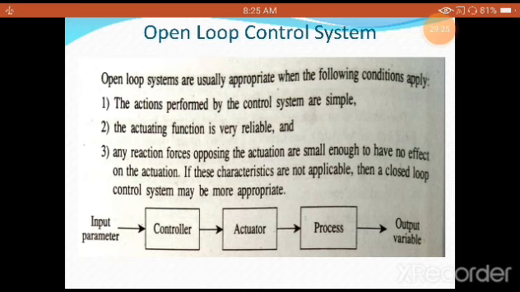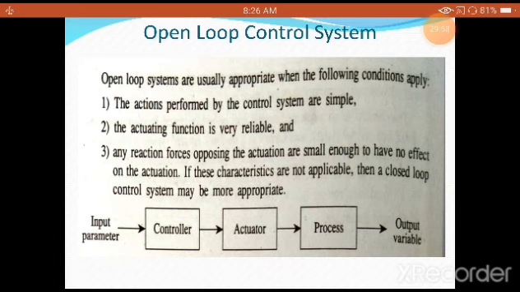The actuating function is very reliable, meaning your actuator is going to work in a correct way. In that condition only you can go for it. The actuator may be a motor, or a valve which is made to open and close, or maybe a solenoid valve. All these are called actuators. If they are functioning correctly, then we can go for the open loop control system. Any reaction forces opposing the actuation are small enough to have no effect on the actuation.